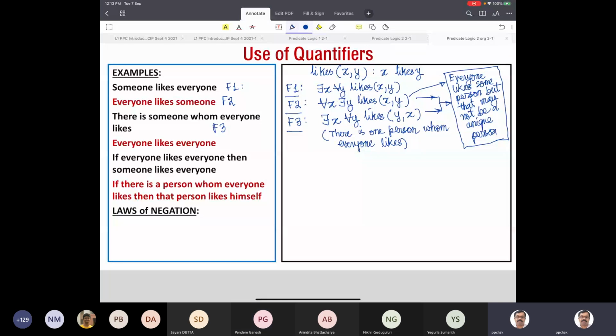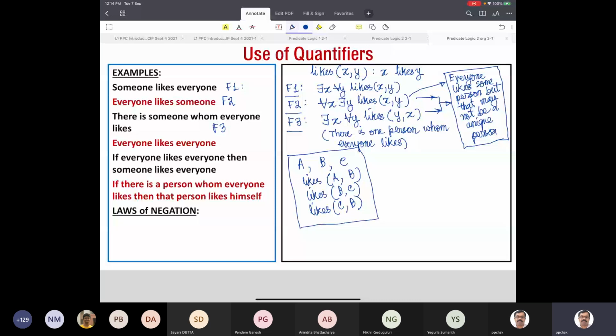When this says for all X, F2 says, so let us say there are three people, A, B, and C. For F2 to be true, I will have to say A. So let there be three people, A, B, and C. For F2 to be true, this makes F2 true. But this does not make F3 true.